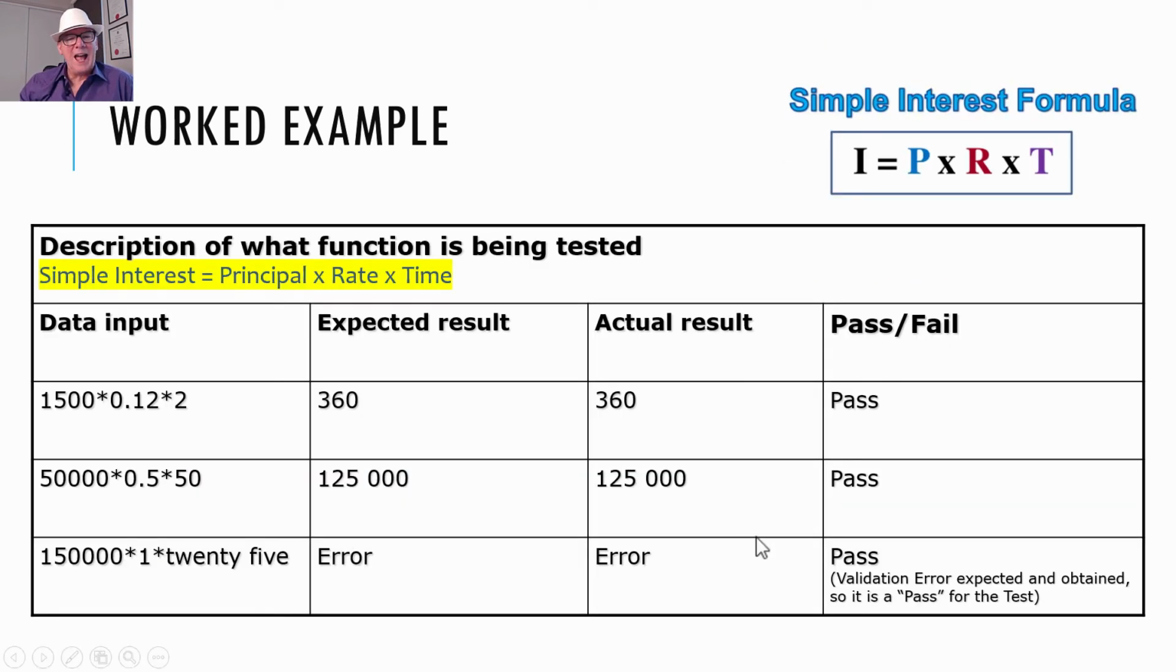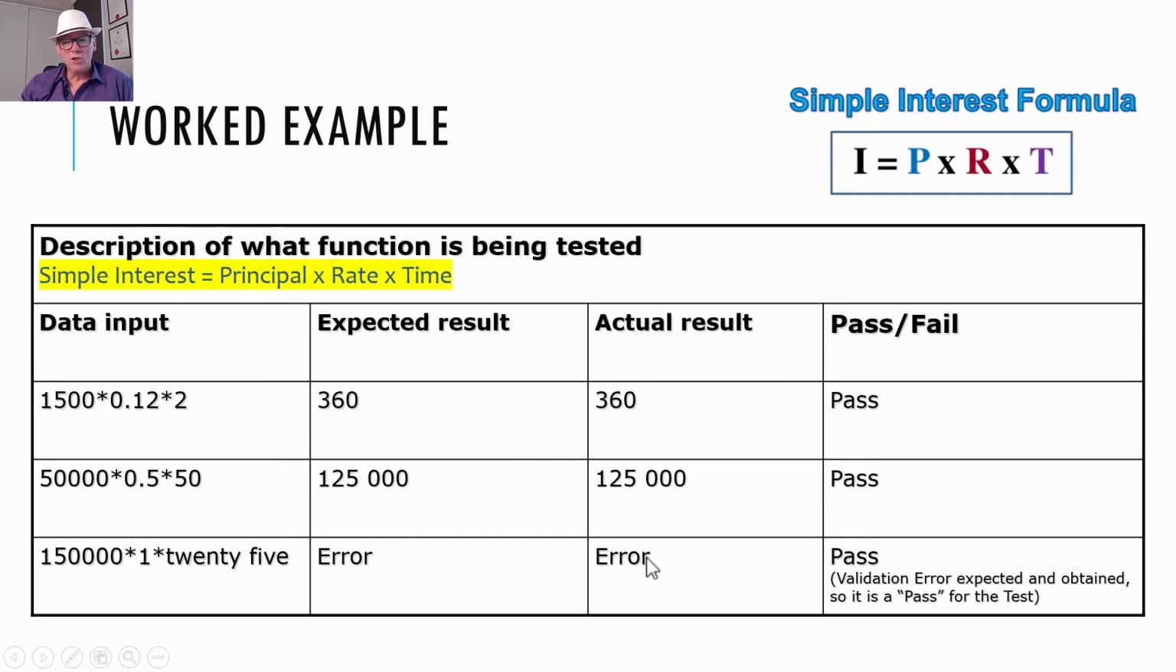So yeah, what we do is we add on our actual result and whether we passed or failed here on the result. Now, this is a bit confusing. When people put in numbers like 25, the Homer Simpson number, we get an error occur. That's what we expect. But students tend to write that as a fail. It's not a fail. That's exactly what should happen.